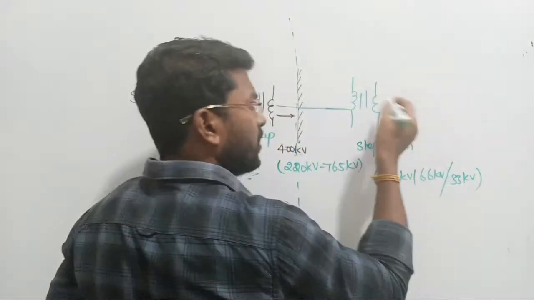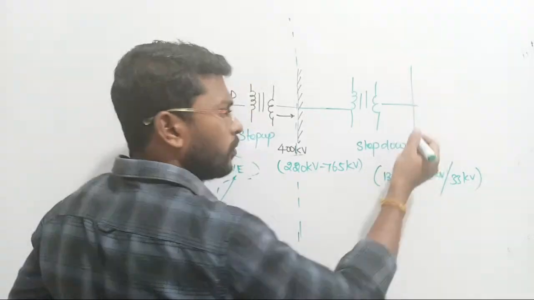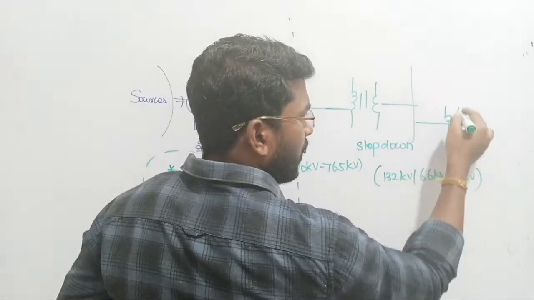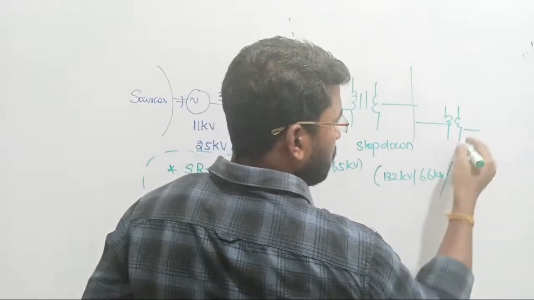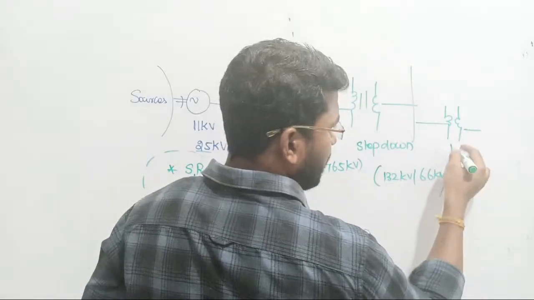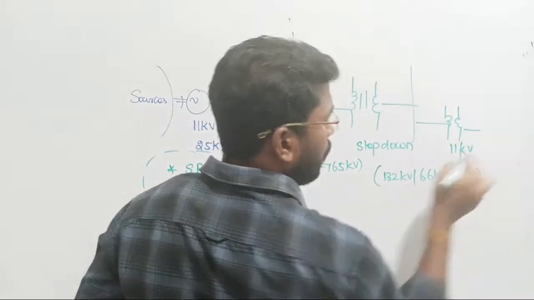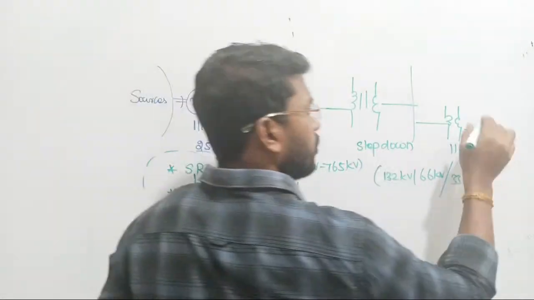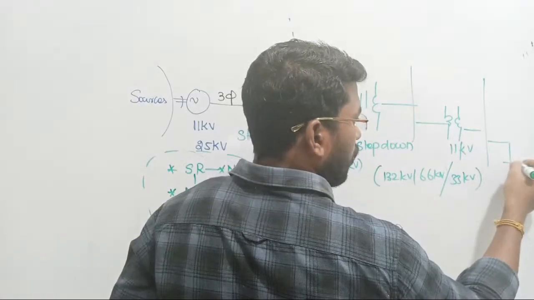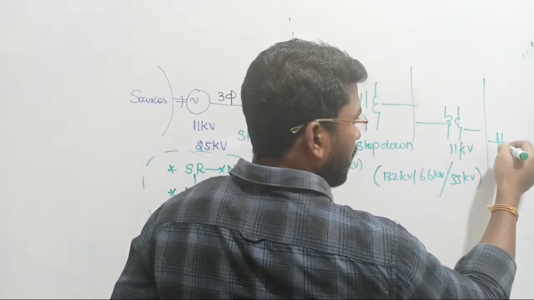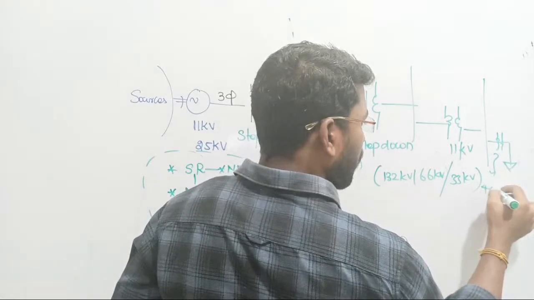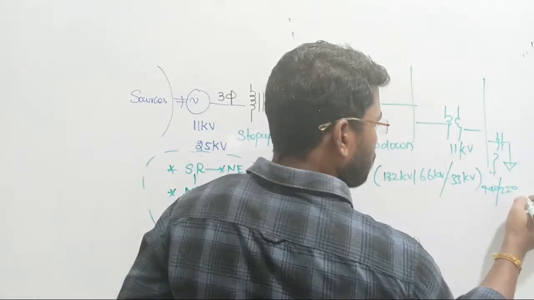And then based on the industry, again it will be injected into one more bus bar and then various loads. Again, let me take one more transformer. Here your voltage will be stepped down to 11 kilovolt, right? So from this, we are stepping down the voltage to 11 kilovolt directly. Then the 11 kilovolt voltage will be again stepped down for the load side with the help of one more transformer to 440 volts or 220 volts based on the consumers.